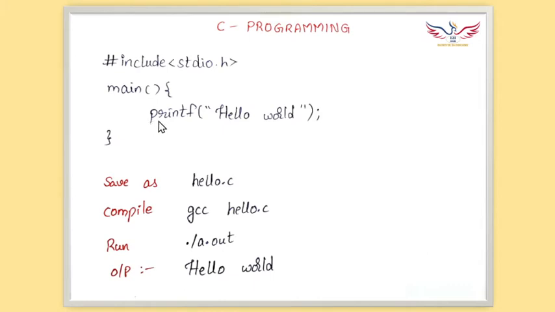Now how does the compiler understand that printf means it should print something to the output? How is it going to get the definition of printf? We didn't give the definition, right? We didn't tell it to print onto the console. We are just writing printf, and it understood that it should display whatever is here onto the console. How is it possible? Because of #include <stdio.h>.